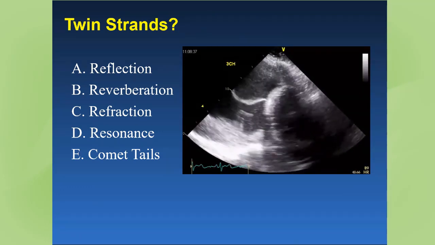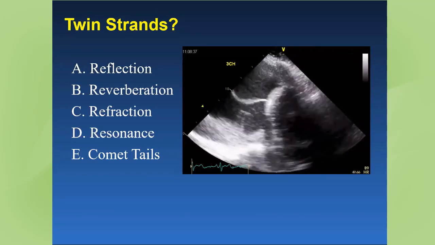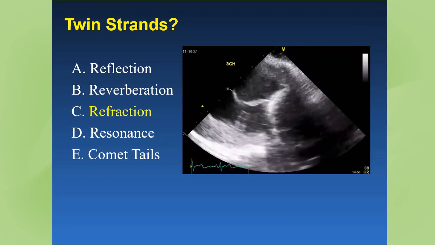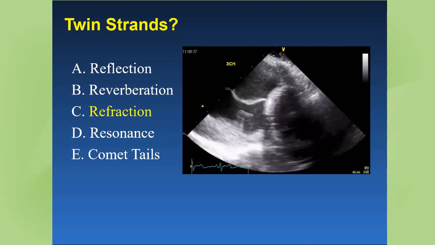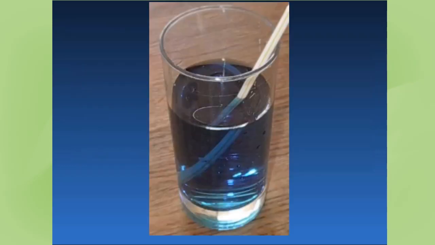So think about your answer. The answer that I've come up with is refraction. This is an example of a refraction artifact. Here's an easy image that we all understand. There's one straw going in the water, the propagation velocity changes, right? And then there are two straws. We see two parallel straws because of refraction.